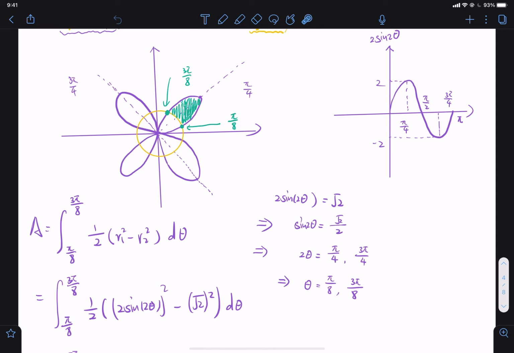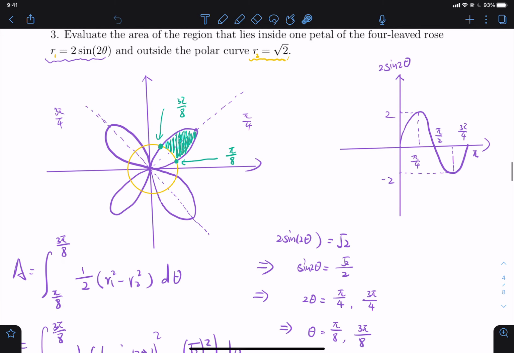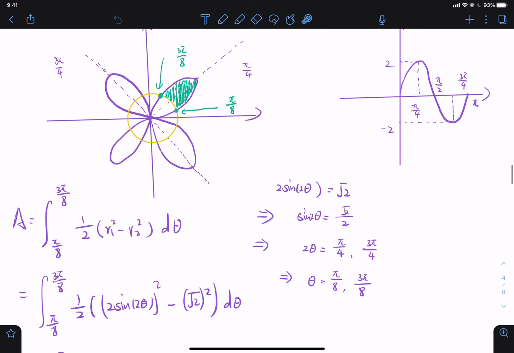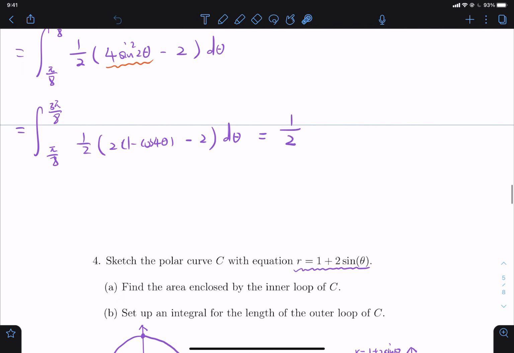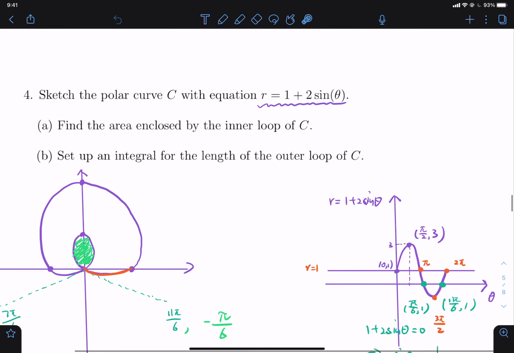Okay, and that is very simple, I think. And I think the difficult point here is to understand how we graph this curve, and then how we can see that the area is like that. Okay, so that is our question 3. And now we can move on to the next question.